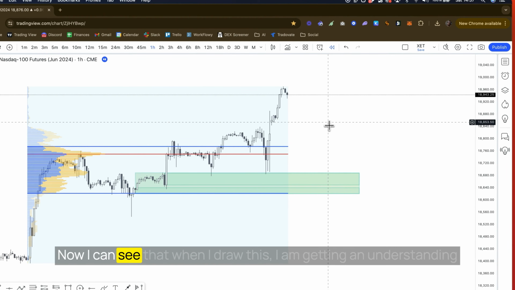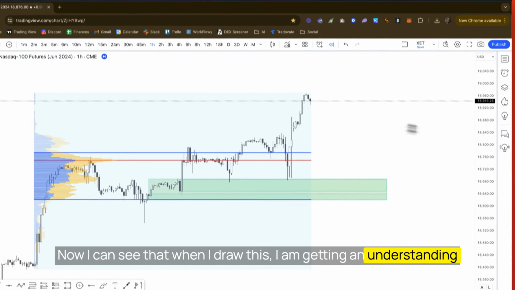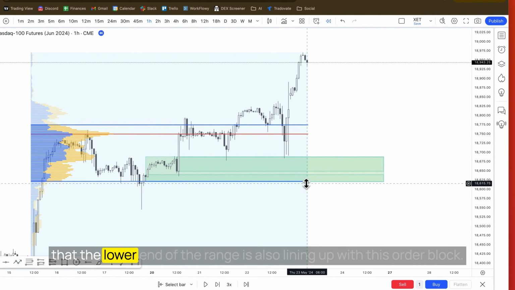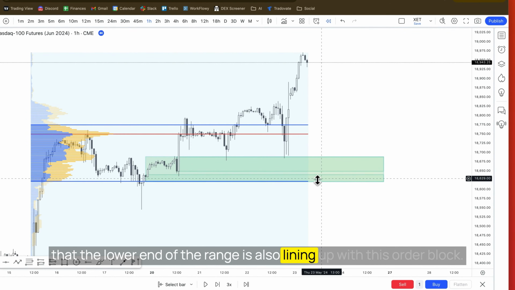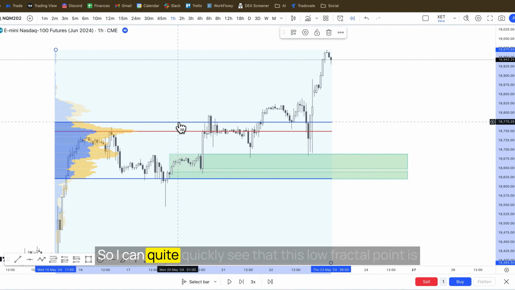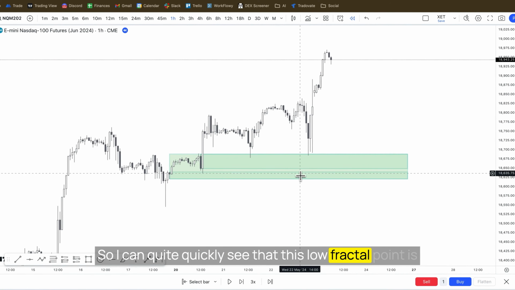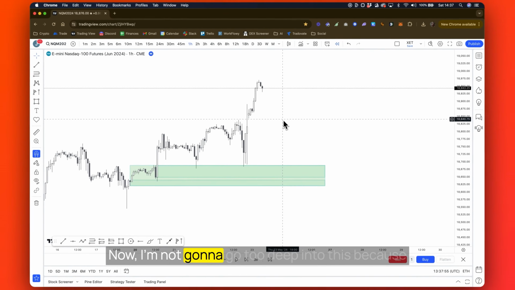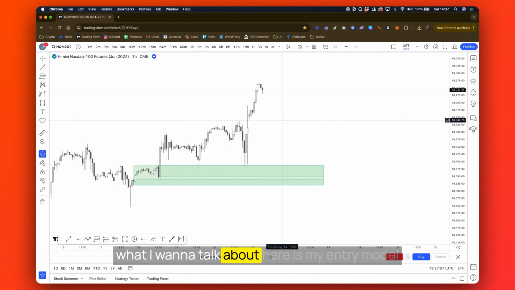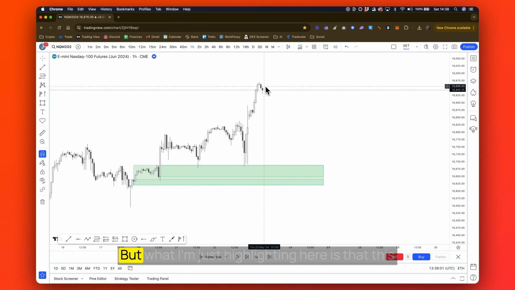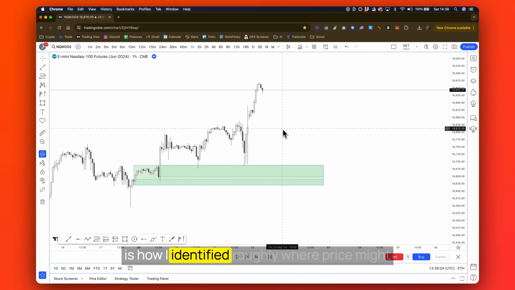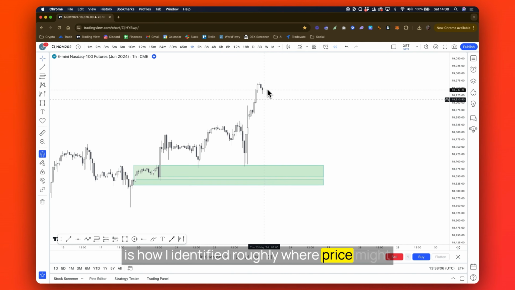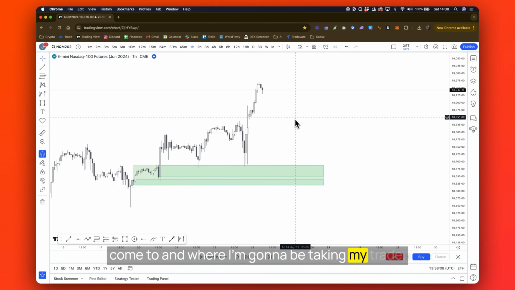Now I can see that when I draw this, I am getting an understanding that the lower end of the range is also lining up with this order block. So I can quite quickly see that this low fractal point is going to be a point where the price might retrace to. Now I'm not going to go too deep into this because what I want to talk about here is my entry model specifically, which is the inverted fair value gap. But what I'm just highlighting here is that this is how I identified roughly where price might come to and where I'm going to be taking my trade.